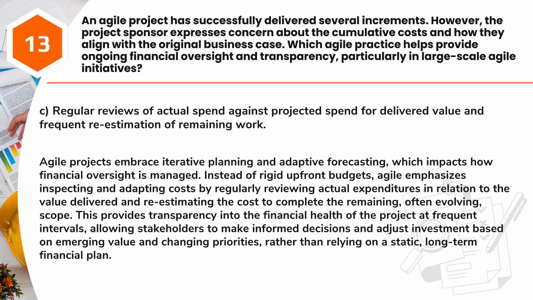Answer: C. Regular reviews of actual spend against projected spend for delivered value and frequent re-estimation of remaining work. Agile projects embrace iterative planning and adaptive forecasting, which impacts how financial oversight is managed. Instead of rigid upfront budgets, Agile emphasizes inspecting and adapting costs by regularly reviewing actual expenditures in relation to the value delivered and re-estimating the cost to complete the remaining, often evolving, scope.